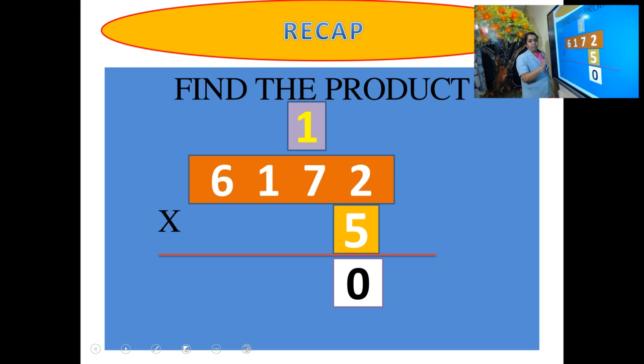Clear, isn't it? Then what is the next step? 5 sevens are 35, but you have to add the carryover 1. Then you are getting 36. Just write 6 in the tens place, then 3 as the carryover. Then what is the next step?